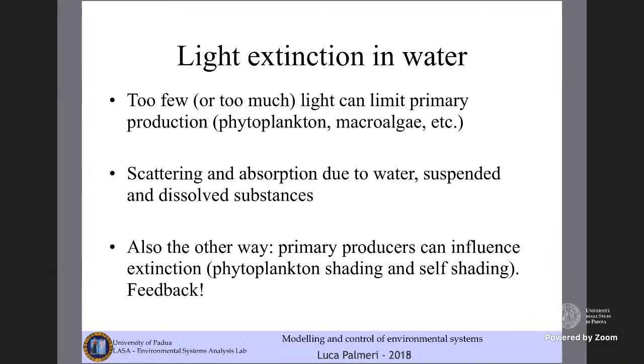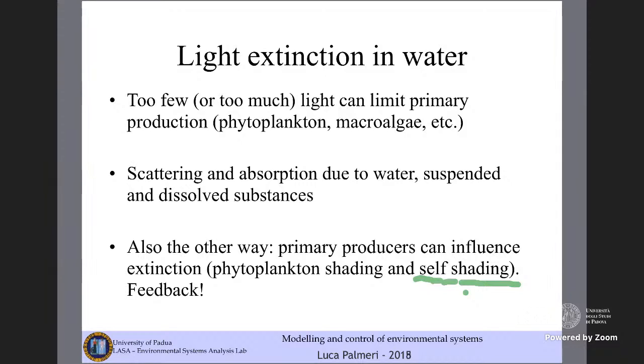In the case of water, there may be scattering effects or absorption effects due to suspended materials or to dissolved substances. But there is also a reverse effect, which we may call the self-shading effect. This is an effect linked to the fact that primary production itself may limit the quantity of solar energy that crosses the aquatic ecosystem.